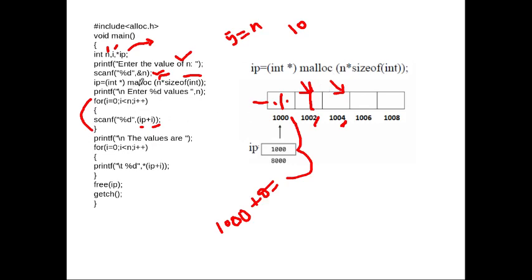So here we wanted 5 memory locations to store the information, and therefore only 5 locations have been allocated. We haven't allocated the memory in advance. During program execution we asked the user how much memory is required, and depending on that, that many memory locations have been allocated. So this is about malloc.